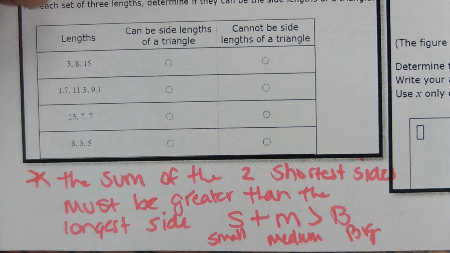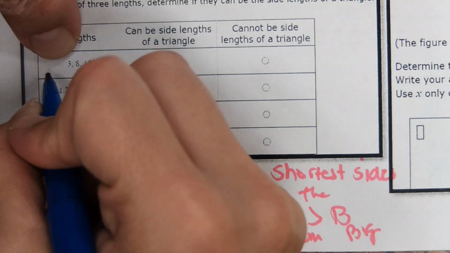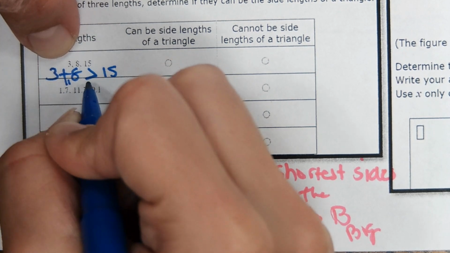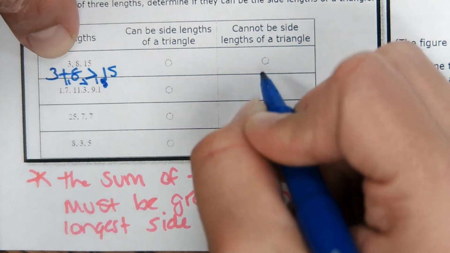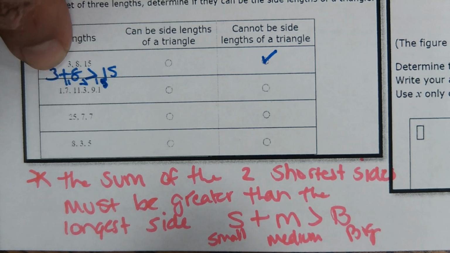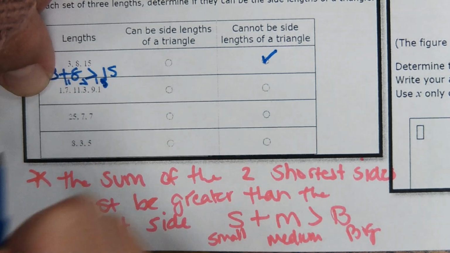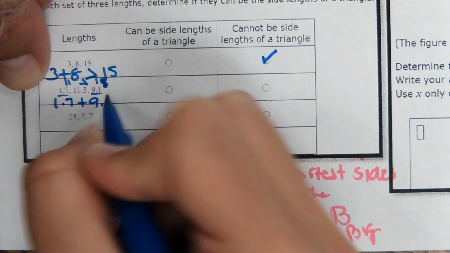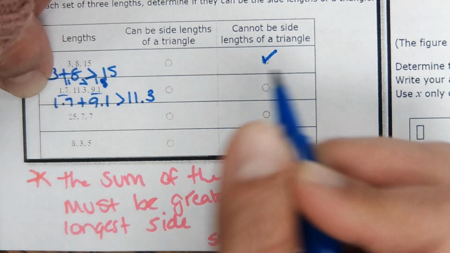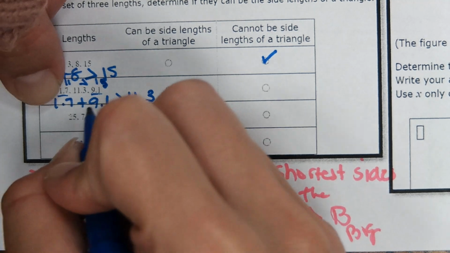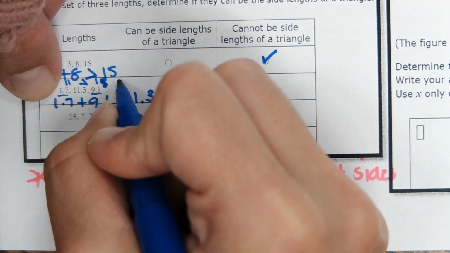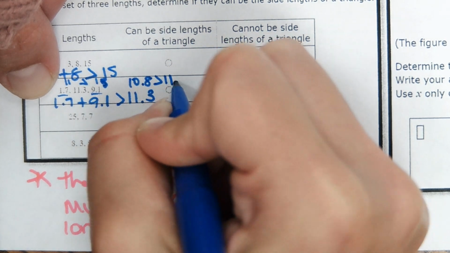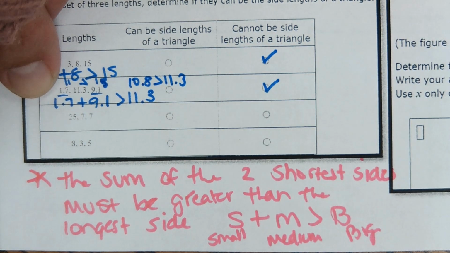Okay, so then looking at these, I'm going to take the 2 shortest sides, which would be 3 and 8. 3 plus 8, is that greater than 15? Well, 3 plus 8 would be 11, and that is not greater than 15, so that would be a no. Here, the 2 shortest sides, 1.7 and 9.1. 1.7 plus 9.1 is that greater than 11.3? If you add those two numbers up, it comes out to 10.8. 10.8 is not greater than 11.3, so therefore, nope.